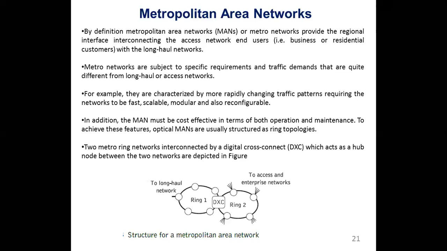So the MANs basically will be characterized by rapidly changing patterns. So the network needs to be dynamic, scalable, modular, and also you need to reconfigure the network. These are some of the things which are required in the metropolitan area network. Apart from this, they are supposed to be cost effective, and generally MANs usually use a ring topology. So you can see from the example that there are two metro rings. These are interconnected by a digital cross connect, and that cross connect acts as a hub between the two networks.